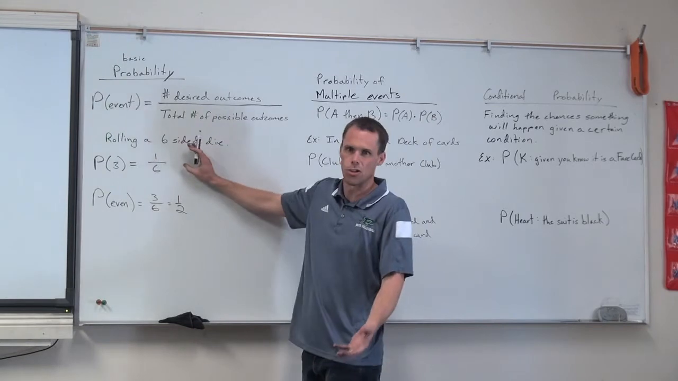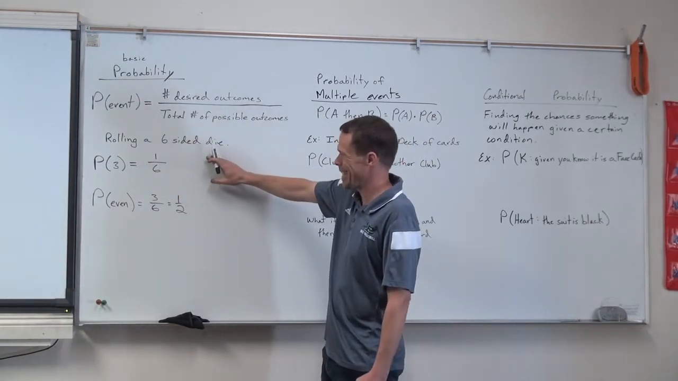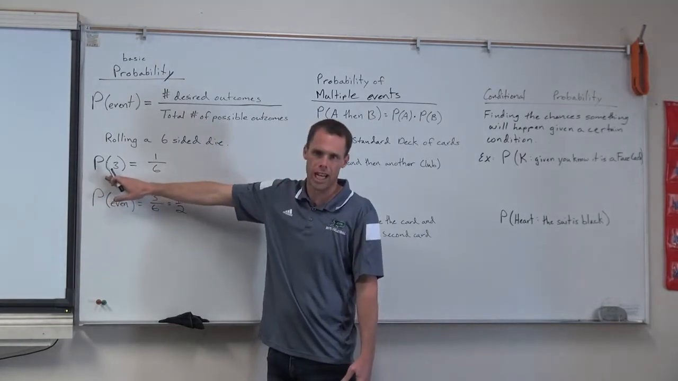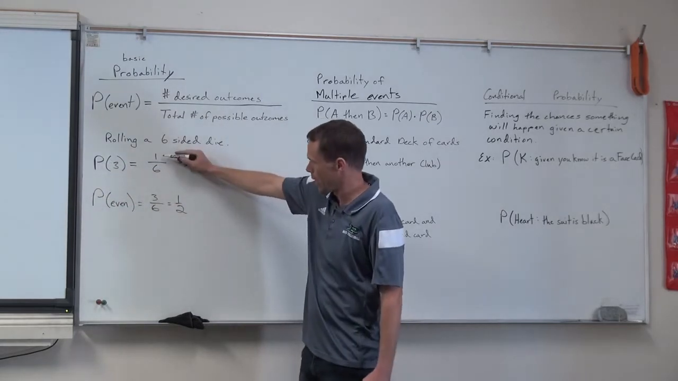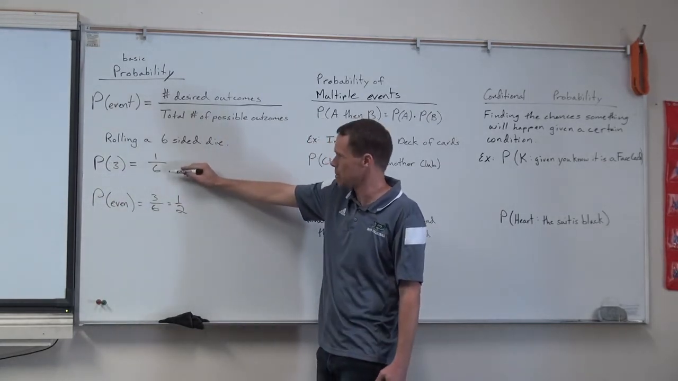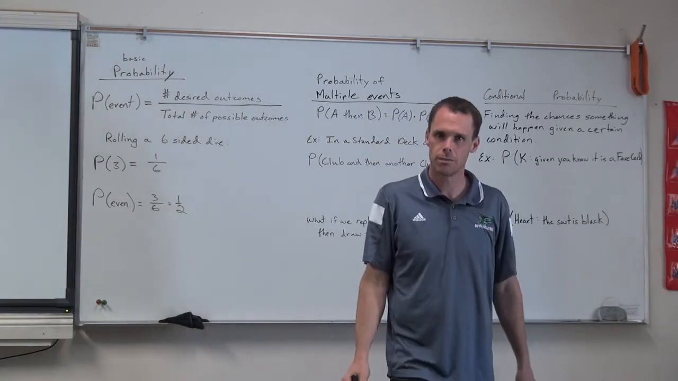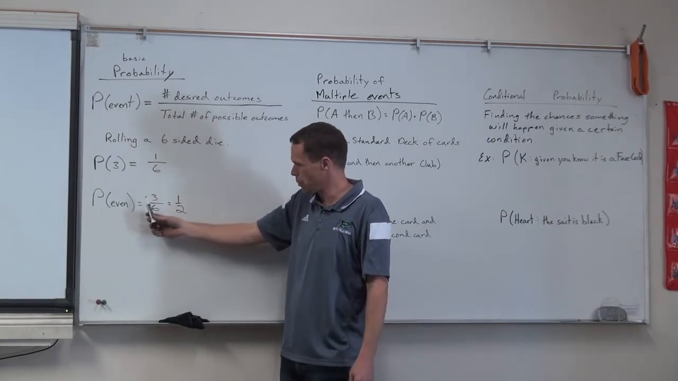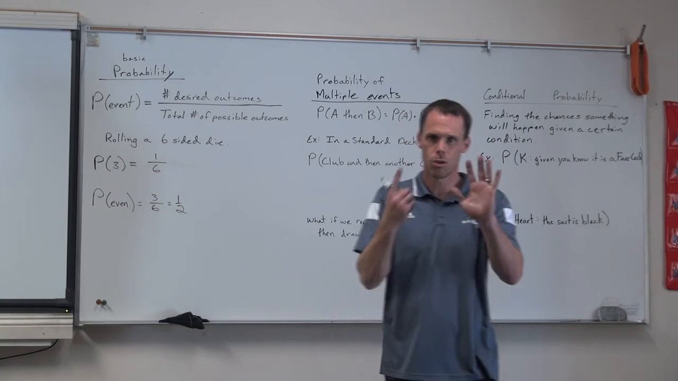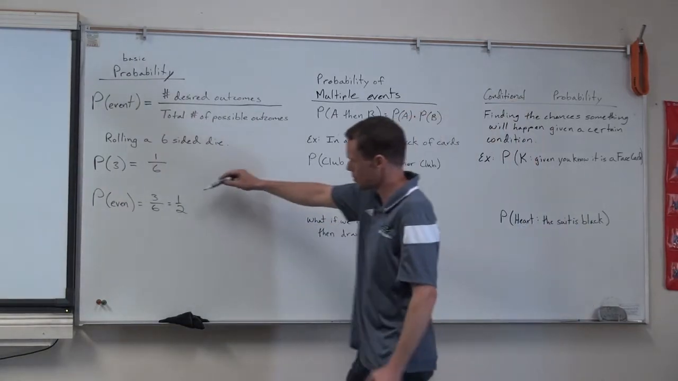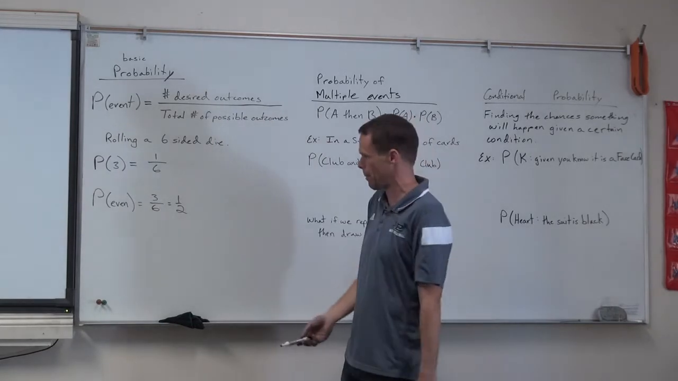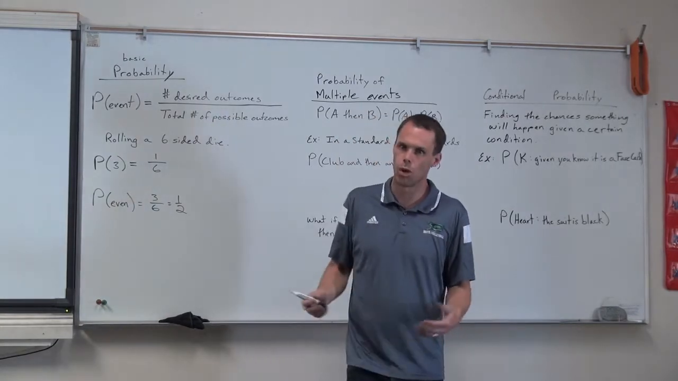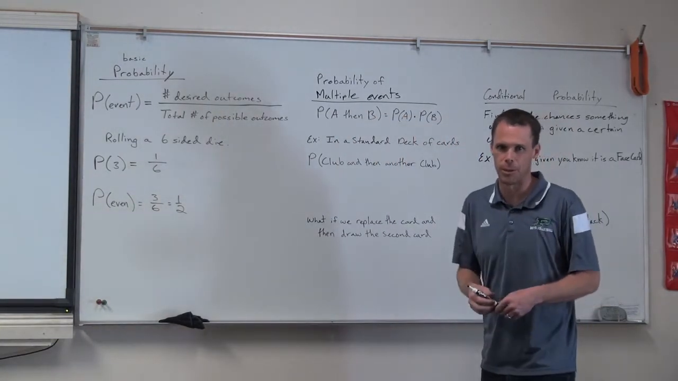Here are some examples of things that you'll be doing on your assignment. Rolling a 6-sided die. What is the probability or chance that we will roll a 3? There is only one way to roll a 3 out of the 6 possible outcomes. Simple, 1/6. If I ask, what is the probability of rolling an even number? Well, there are 3 possible ways to do that: 2, 4, or 6. So 3 possible outcomes that are desired, I want an even number, divided by 6, the total possible outcomes. So we reduce that to 1/2, and that's basic probability.